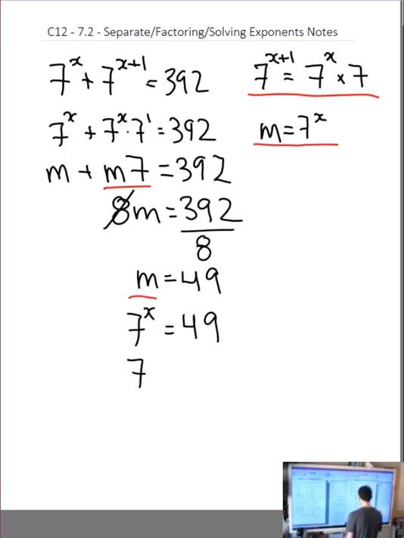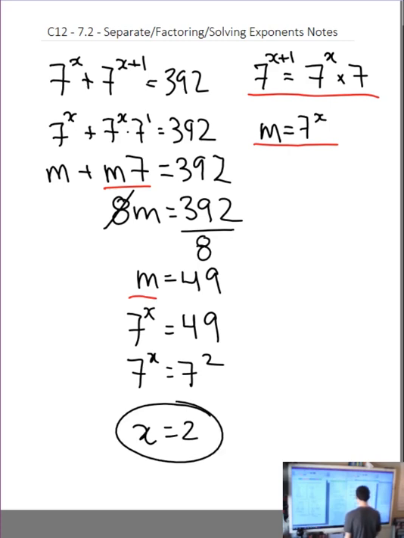Now 49 is simply 7 squared, and if I have the same base, I can make the exponents equal to each other. Again, feel free to check your answer. Let's take a look at a couple more complicated questions.